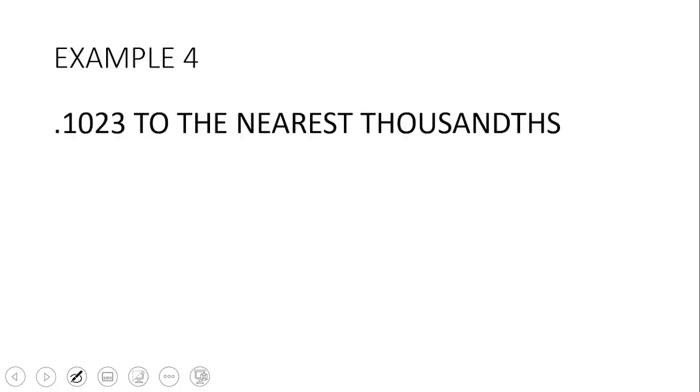All right, 0.1023 to the nearest thousandths. Well, we know that the thousandths is right here, that number 2. So we're going to look to the number to the right. We're going to see that that number is less than 5. So we are just going to leave that as 0.102.